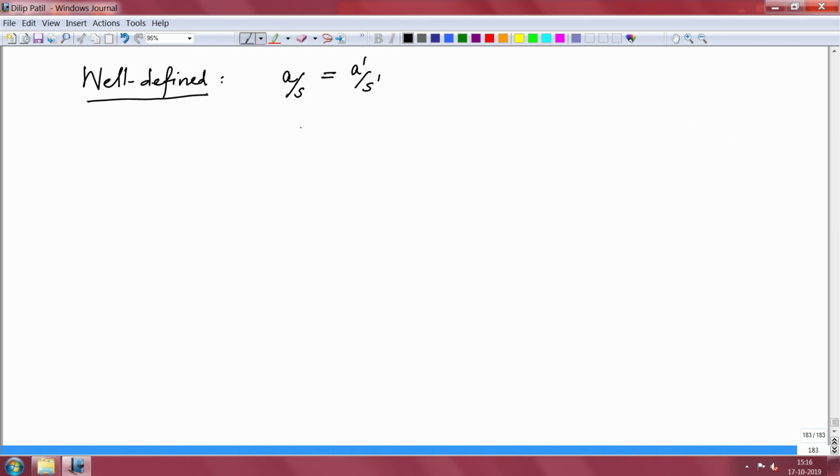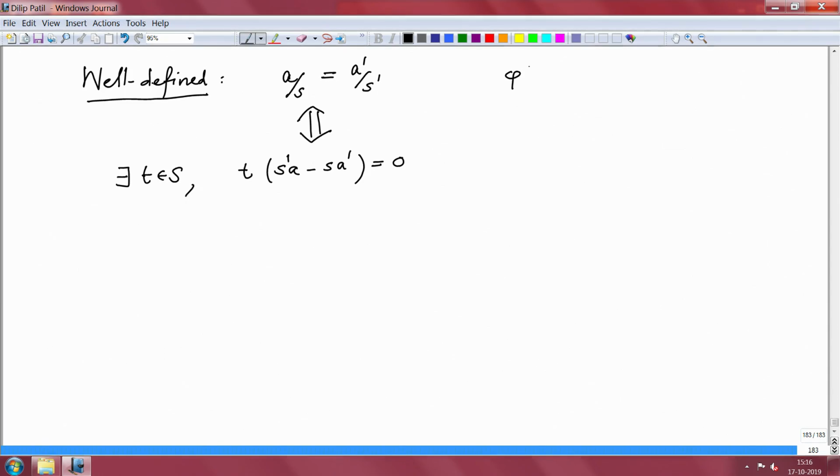So what does this mean? This equality means that s prime a minus s a prime, multiplied by some element t in S, is 0. So there exists t in S such that this is 0. That is the meaning of these two pairs a by s and a prime by s prime giving the same equivalence class. Alright, and what do you want to prove? We want to prove that where we have defined phi of a, phi of s inverse.